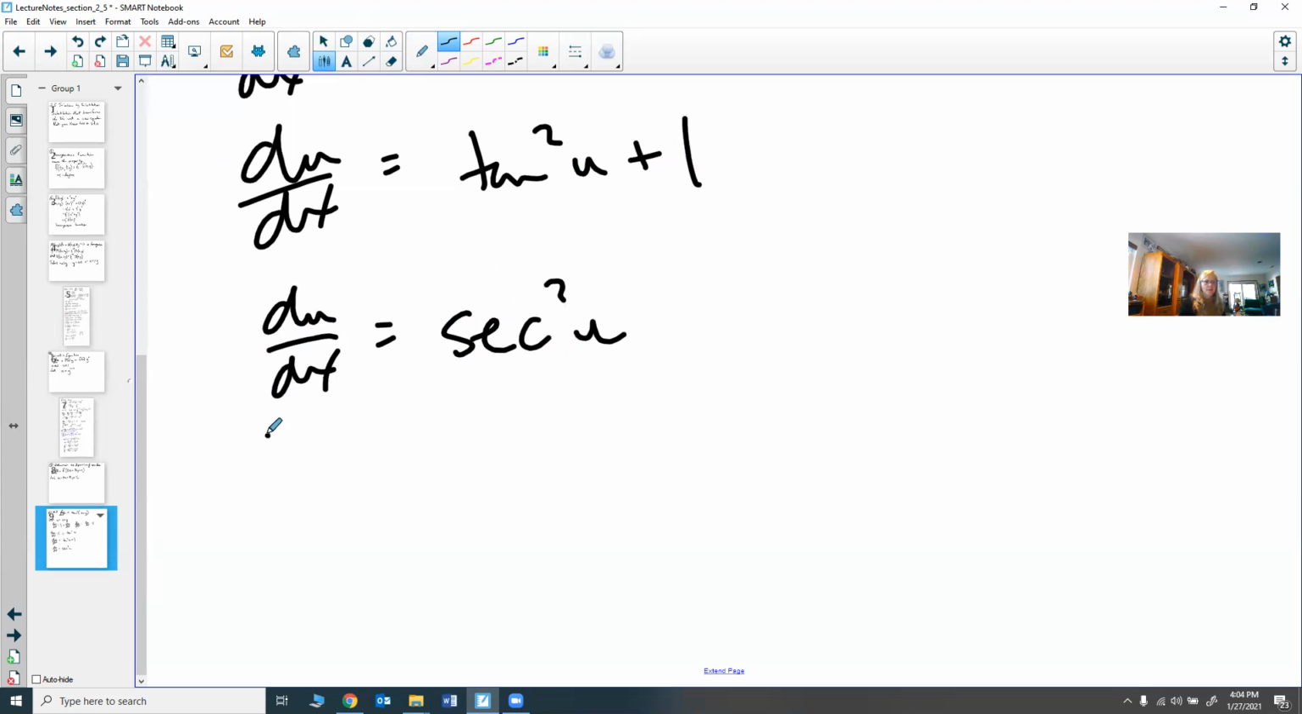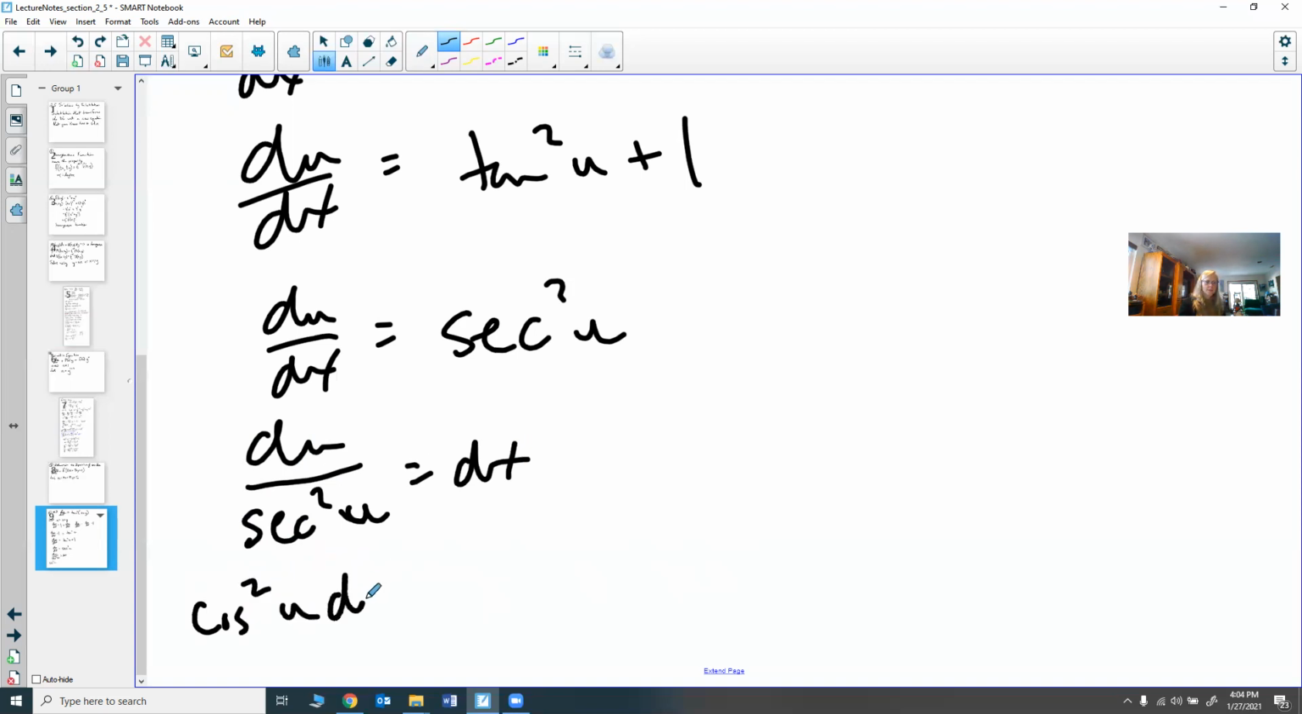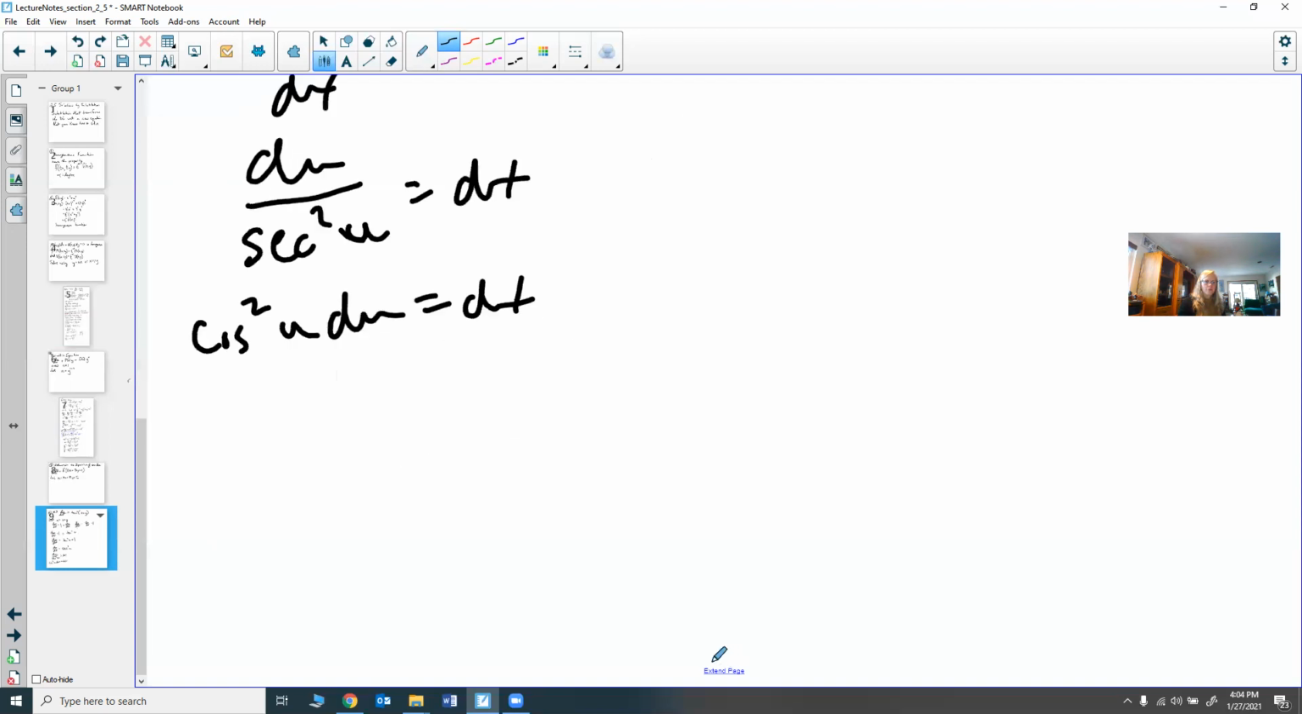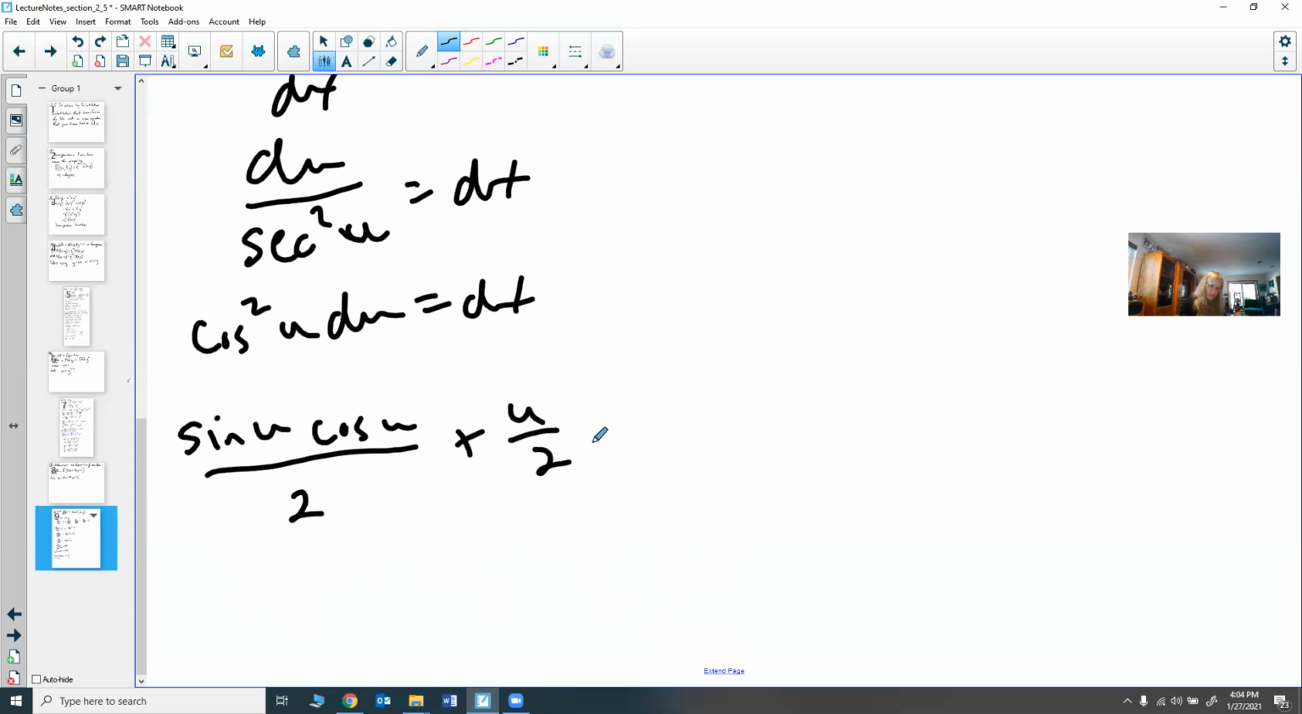And then we can do the separation of variables. So now we have du over secant squared of u is equal to dx. This is actually cosine squared. Remember, 1 over secant is cosine, so we get cosine squared of u du equals dx. And then you just take the integral of both sides. The integral of cosine squared of u du is sine of u cosine u over top of 2 plus u over 2. And the integral of dx is just x.